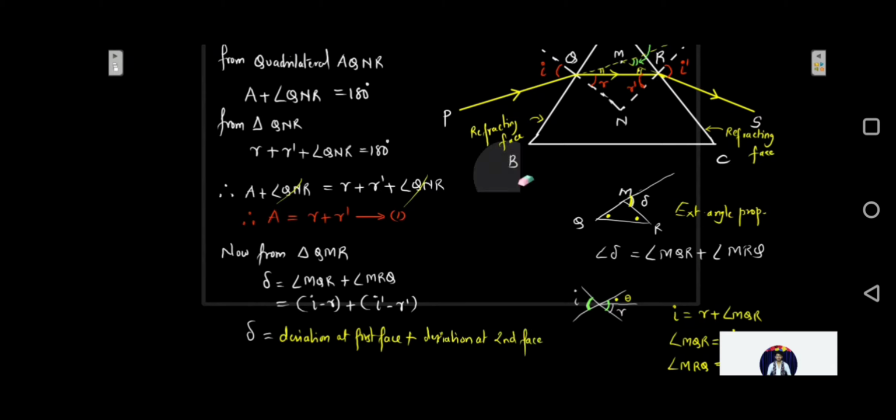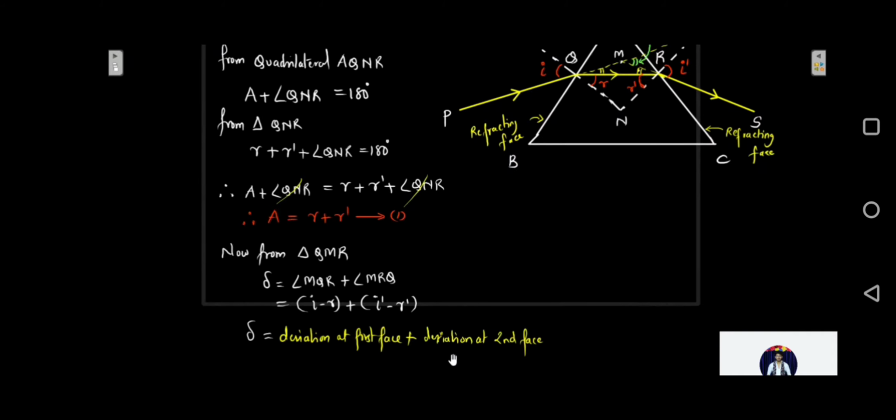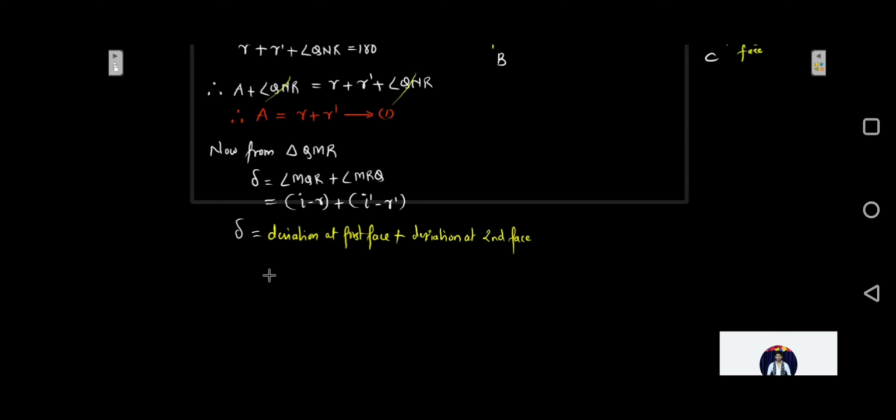Now in the next step, I'm going to combine I and I dash together. So deviation will be equal to I plus I dash, minus. I'll take the minus sign out common, because I have minus R dash. It's going to be R plus R dash. But we had seen in equation number 1 that R plus R dash is equal to A. So I'll put it over here. Delta is equal to I plus I dash minus A. If I take A to the other side, I get A plus delta, the angle of deviation, equal to I plus I dash.